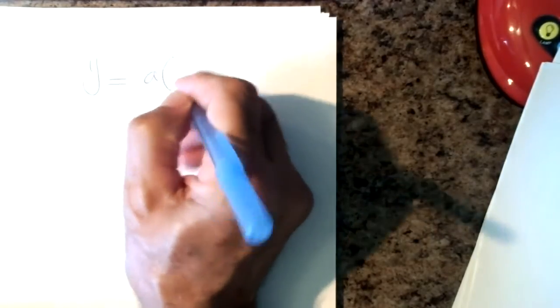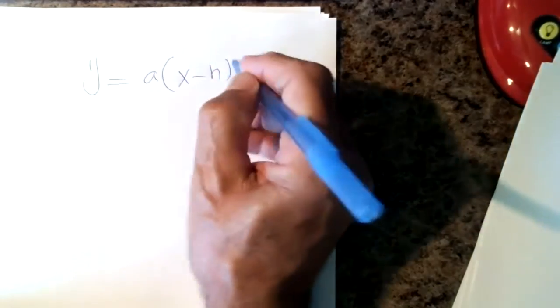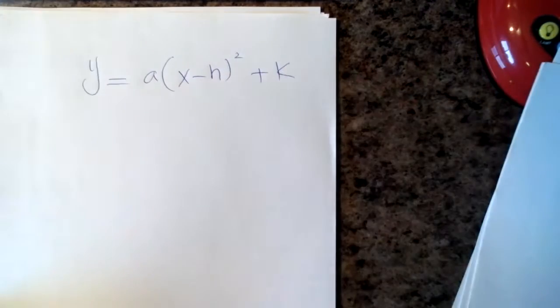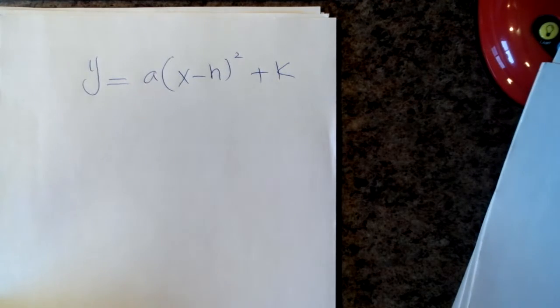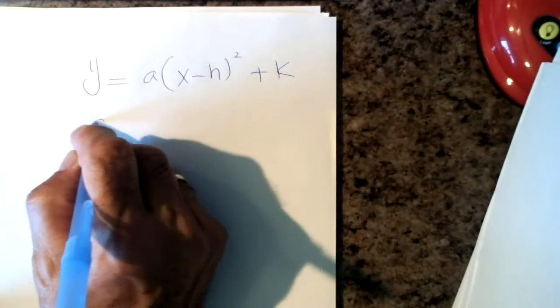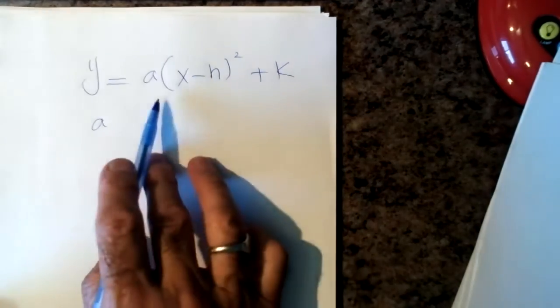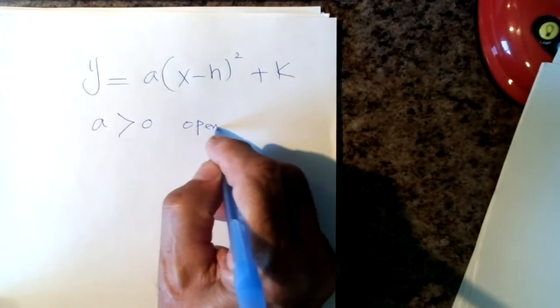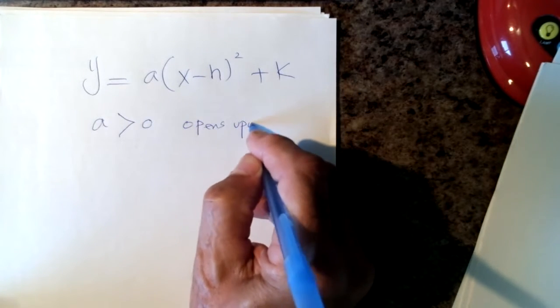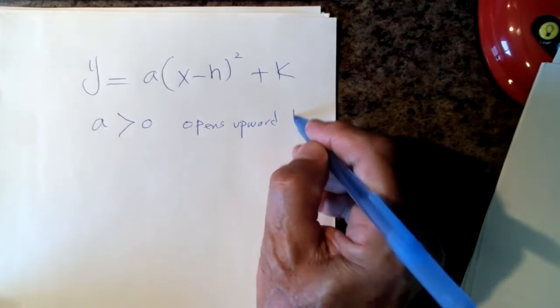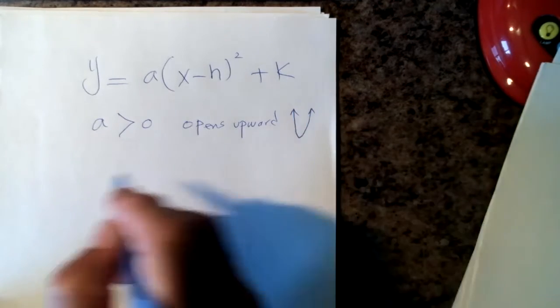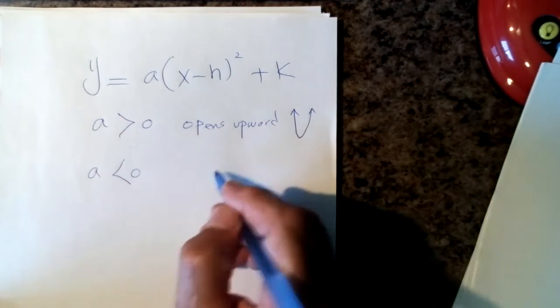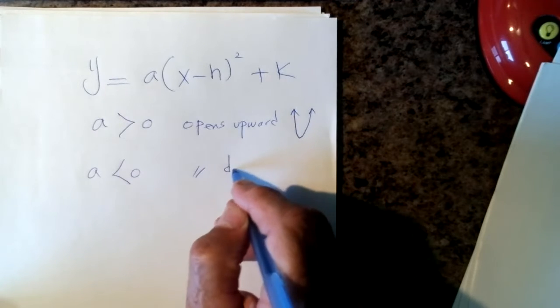The general equation is this, and then I explain to you what the vertex is. This is a general equation for any problem. If the value of a in front of the parentheses is greater than 0, then the parabola opens upward. If a is less than 0, then the parabola opens downward.